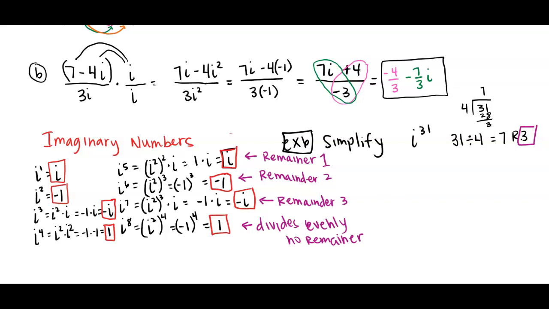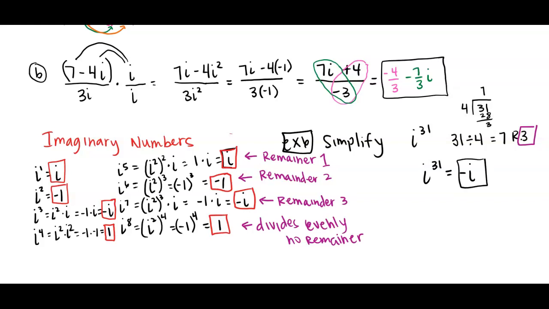Okay, so on this one, let me rewrite this. So i to the 31st power: when we divide it by 4, and it's always going to have to be divided by 4 because that's how many possibilities we have, we came up with a remainder of 3, so that means this is going to simplify to a -i. And so -i would be our answer there.